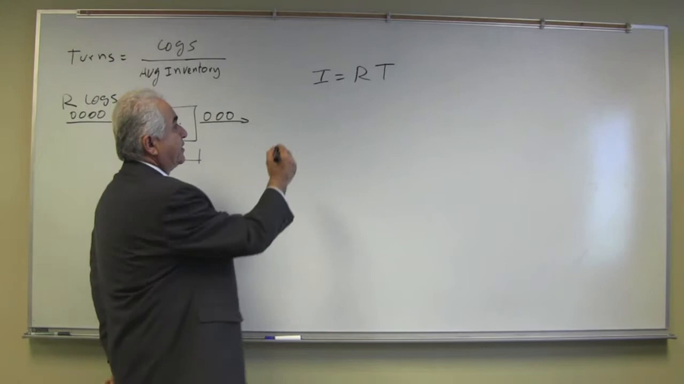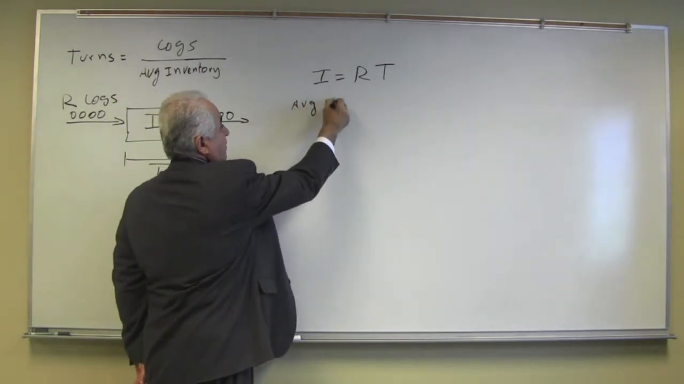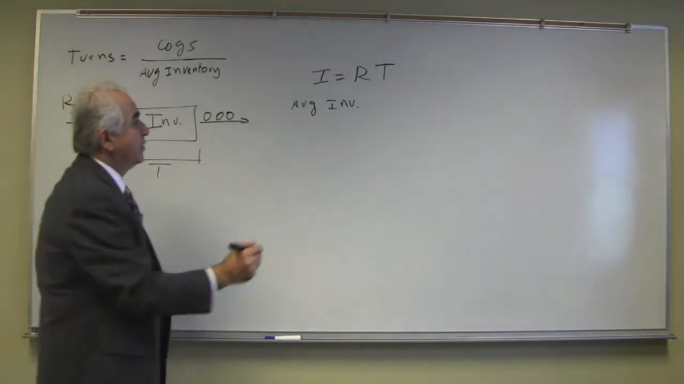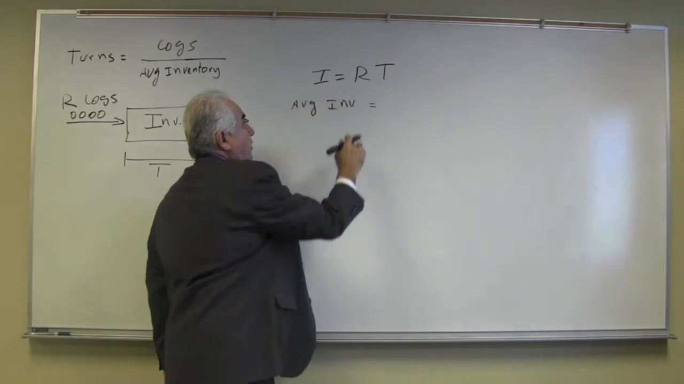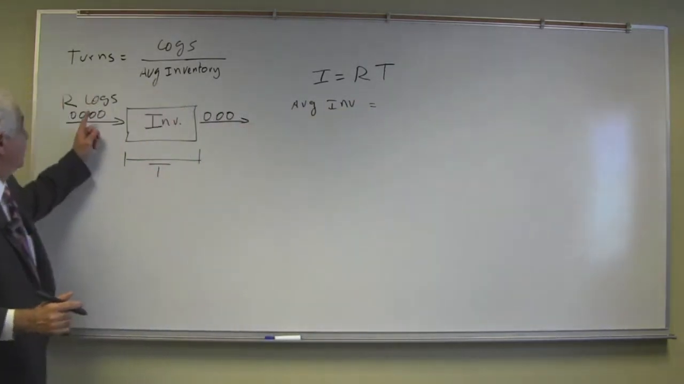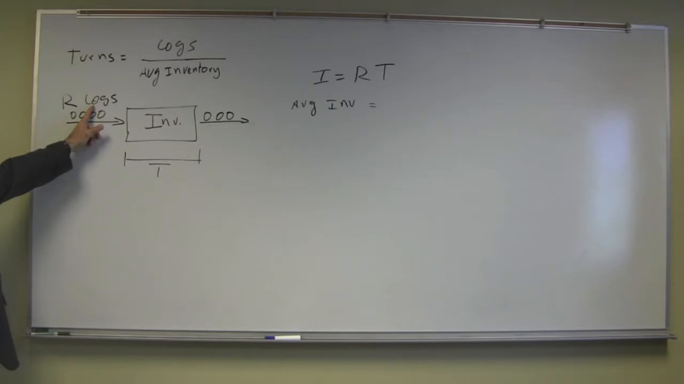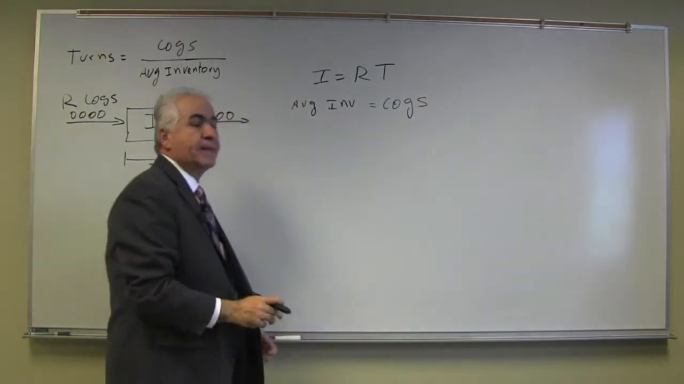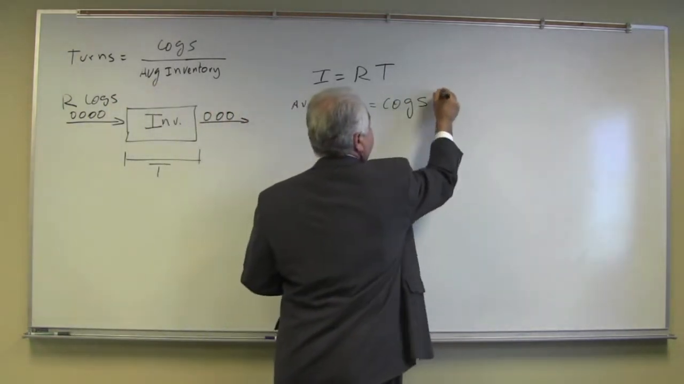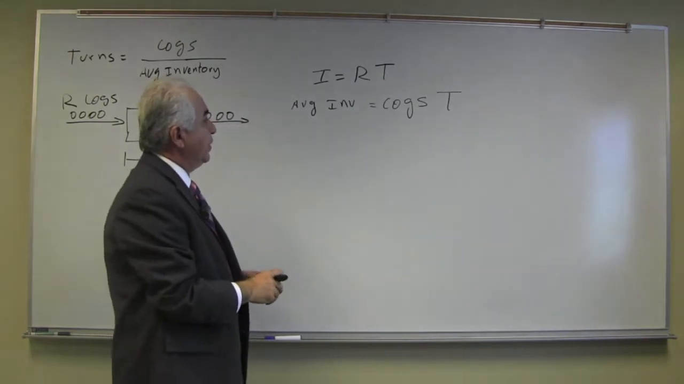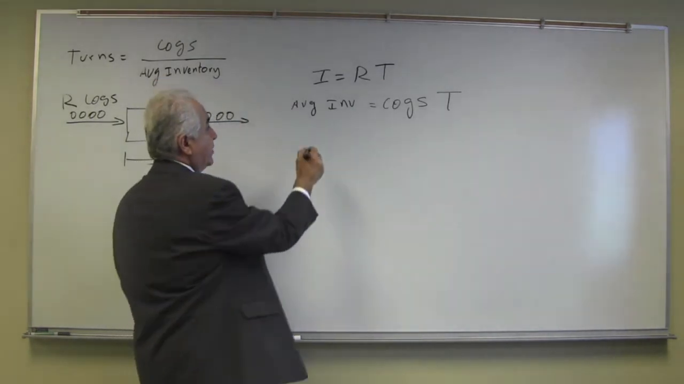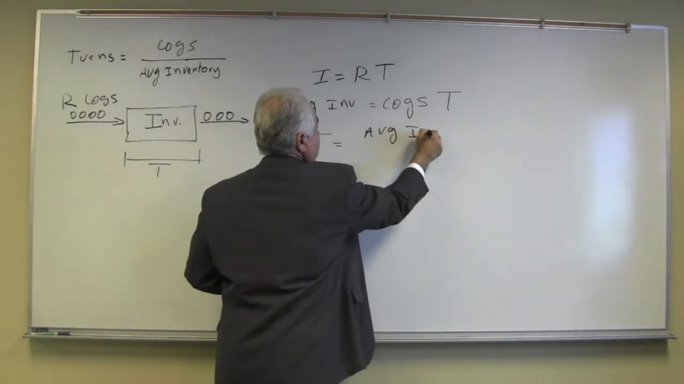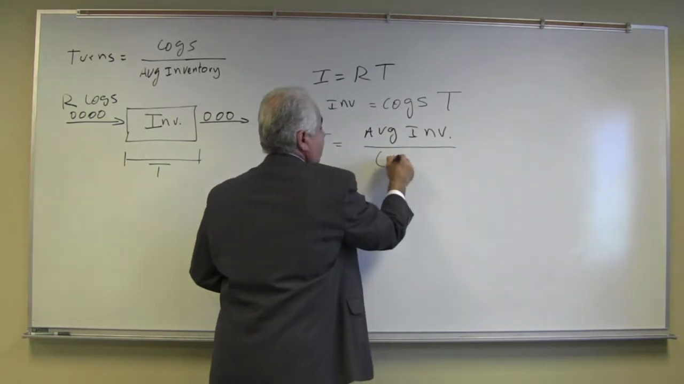We know that I is average inventory, considering these values. For R, we know that the throughput of the process now is cost of goods sold. And T is the flow time of the process. We can easily determine the flow time of the process as T equals average inventory divided by cost of goods sold.